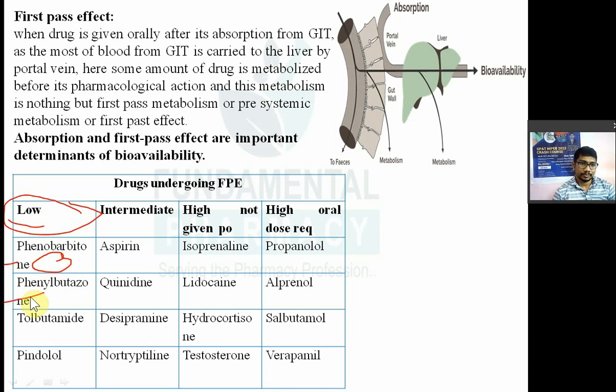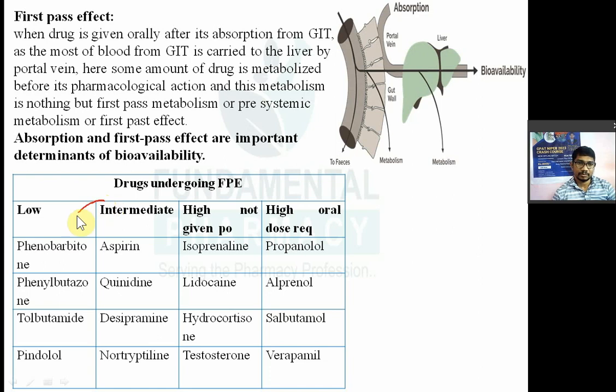Now those drugs which undergo intermediate first pass metabolism show it to a small extent, a bit more than the previous ones. So intermediate: aspirin is there, quinine, desipramine, nortriptyline. Some of these are antidepressants, and quinine is an anti-malarial drug.